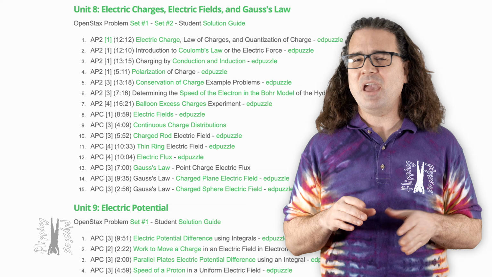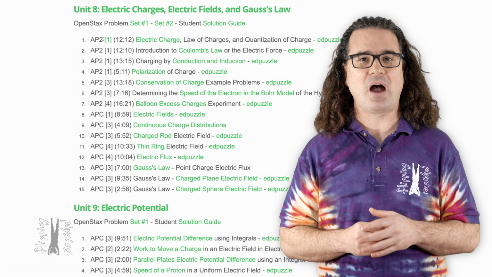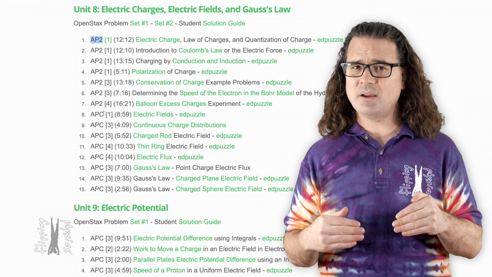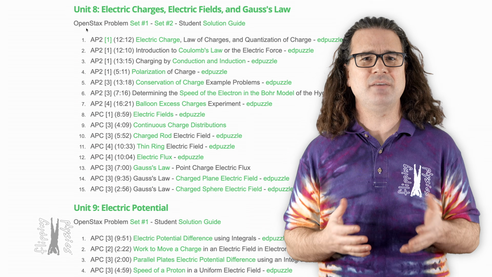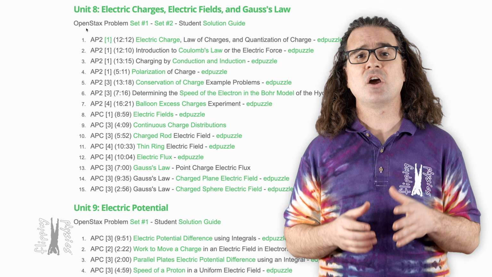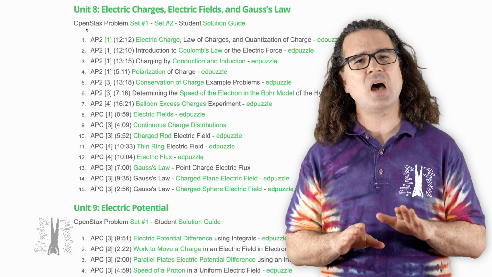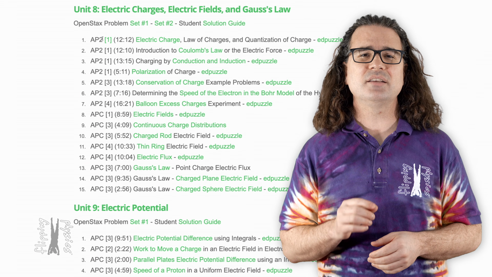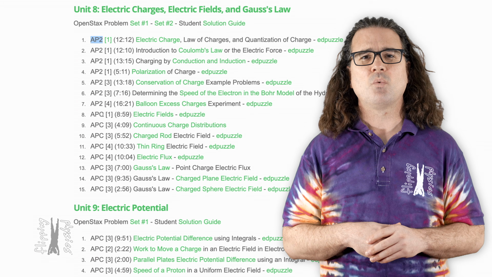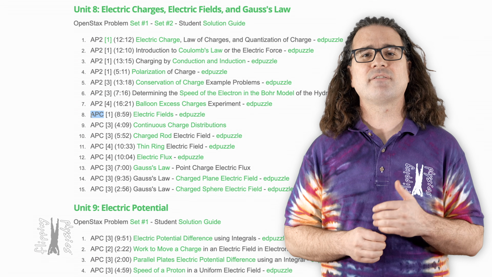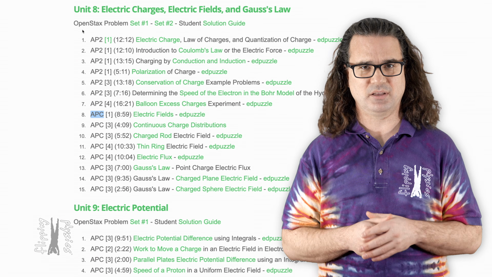Now let's talk about the AP2 and APC labels I put on every video on this page. I decided it would be helpful for you to know which of the videos on my AP Physics C Electricity and Magnetism page are also a part of the AP Physics 2 curriculum. So if it was not clear already, realize the videos labeled AP2 are also for the AP Physics 2 curriculum, while the videos labeled APC are for the AP Physics C Electricity and Magnetism curriculum specifically.